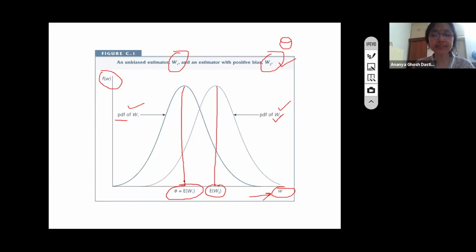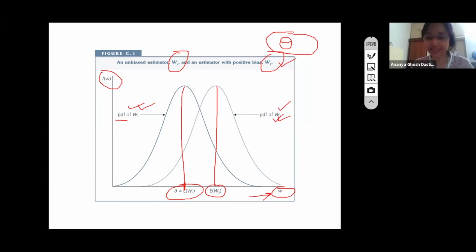Now, what is this value? What is the mean of W1 giving you? The mean of W1 lies on theta. So theta is just a number. And remember, I don't know what theta is. I'm estimating theta, so I'm proposing two estimators, one is W1 and the other is W2. I see that W1 is unbiased, because the mean of W1 is on theta. But what about W2? The mean of W2 is much more than theta.